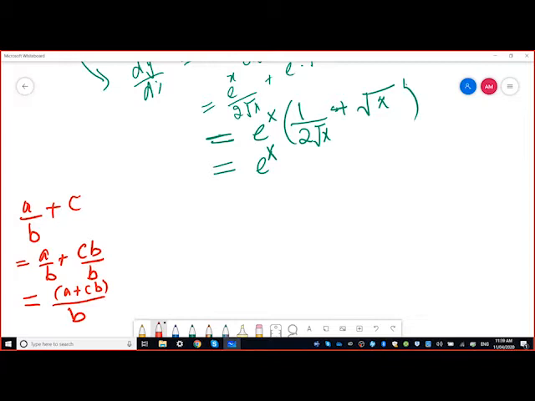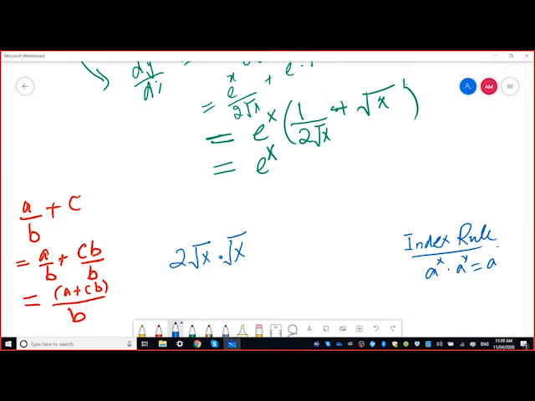I take another color instead of green and red, I take blue color. What we are trying to do is 2 times under root x times under root x. Do you remember something like the index rule? Let me write it here. The index rule says a raised to the power of x times a raised to the power of y is equal to a raised to the power of x plus y. You know that?